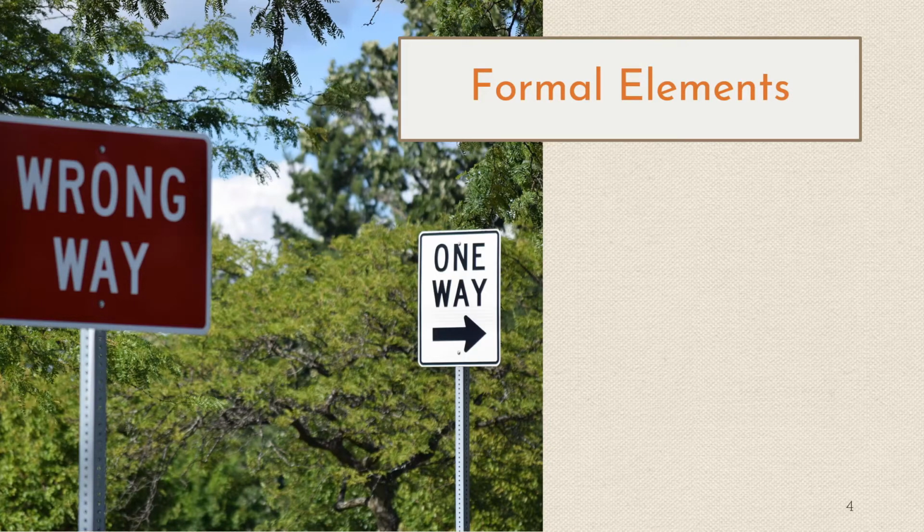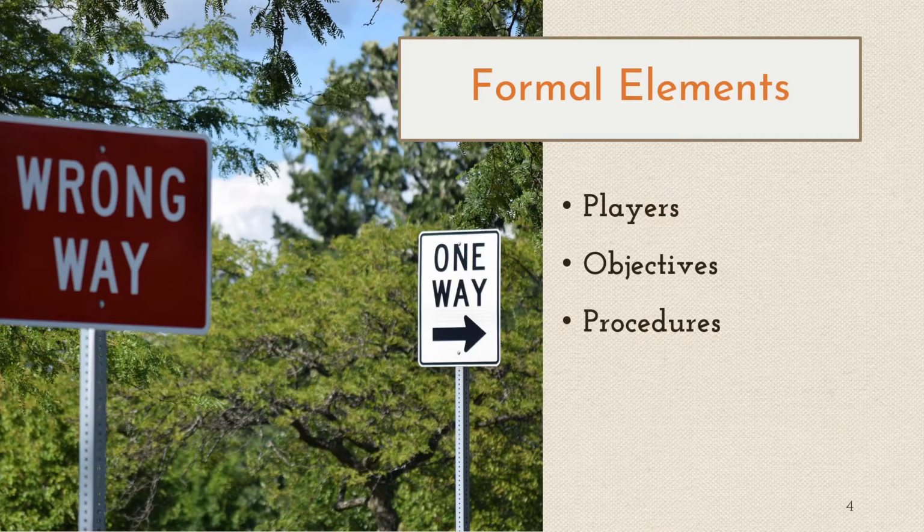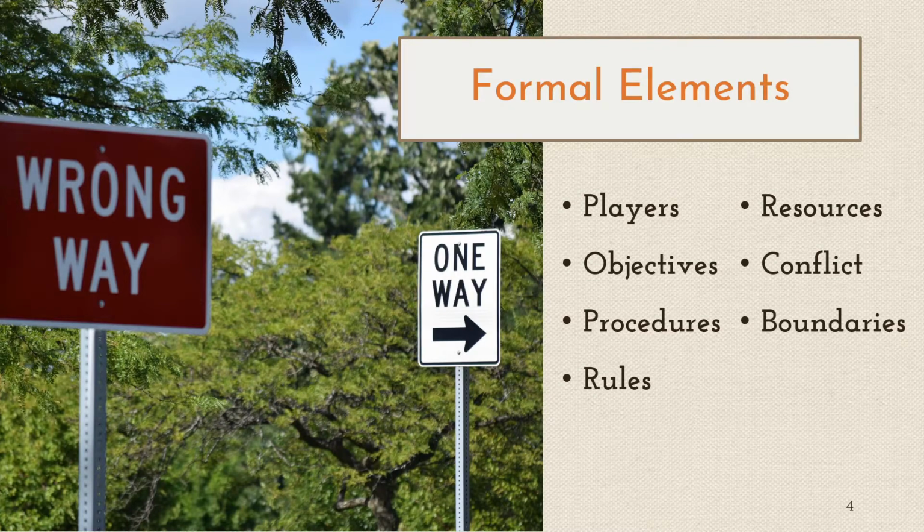Formal elements include players, individuals playing the game; objectives or goals, what the player must strive to accomplish; procedures, steps to playing the game; rules, what the players can and cannot do; resources, game assets that aid the player; conflict, the obstacles which the player encounters; boundaries, the limitations to what the player can do; outcomes, a winner, loser, or draw.